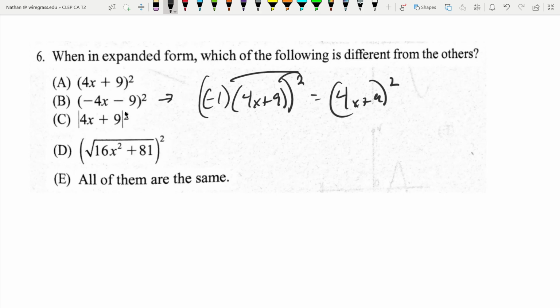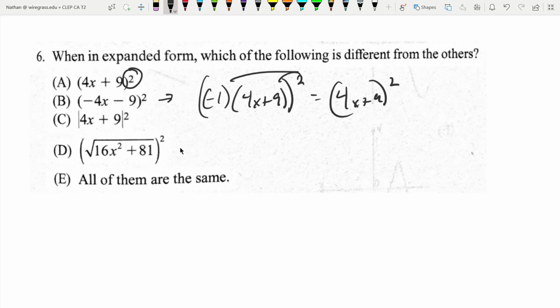Now, C is a little bit different because of the absolute value bars. However, because we have a square here, that will always take the positive. You'll always get the positive result from this, no matter what. Because negative times negative is positive, and if you're squaring something, you're either going to multiply two positive things or multiply two negative things. So actually, A, B, and C are all the same thing.